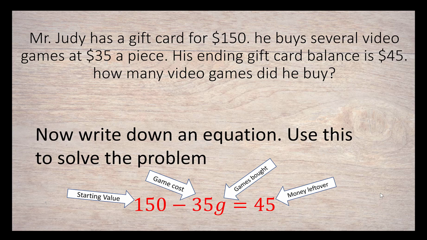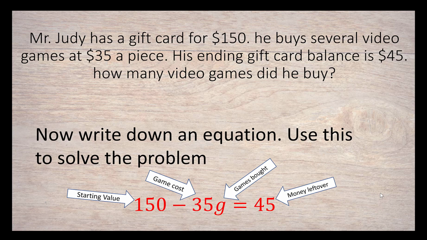So if every game is $35, we know if there's only one game bought, only $35 was spent. If there are 2 games bought, we spent 35 for one and 35 for the other, so 35 times 2 gives us 70. So we want to make sure that we multiply how many games were purchased by how much those actually cost. And then our ending gift card balance is that money left over. It's what we equal out to. We started with 150, now we're at 45. We have to figure out what was spent on the inside. So that's the breakdown of the equation here.